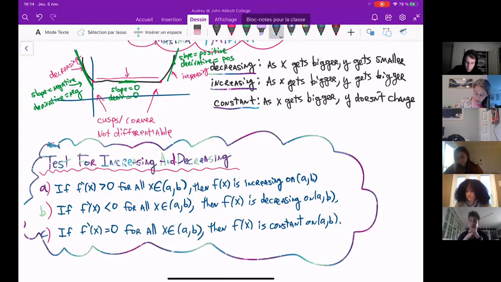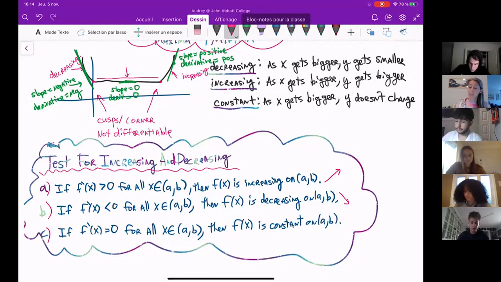Okay, so for increasing, we're gonna draw a little arrow like that. And for decreasing, we'll draw a little arrow like that. And to understand how I can use this test to find all of the places where a function is increasing or decreasing, we need to understand what are the places where a function could change what it's doing.